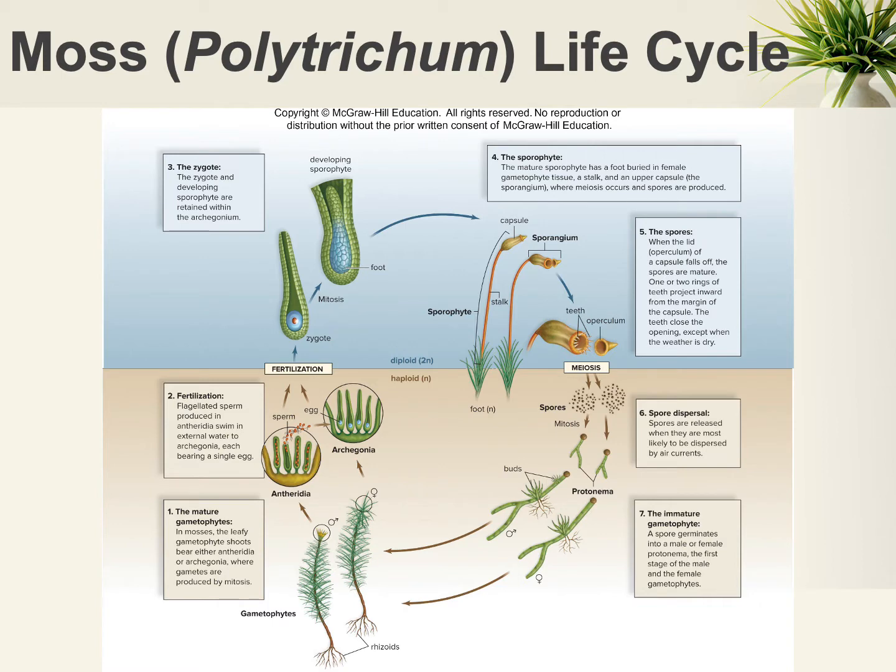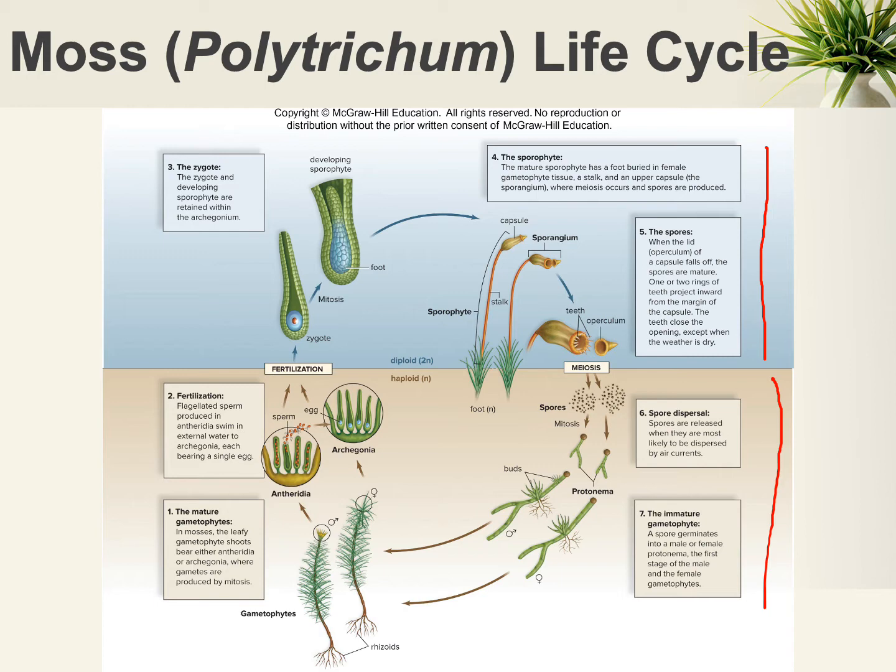So this is the moss life cycle. An example here is the Polytrichum species. The majority of a moss life cycle is spent in the haploid state. This brown area is the haploid state, and this blue area is the diploid state.